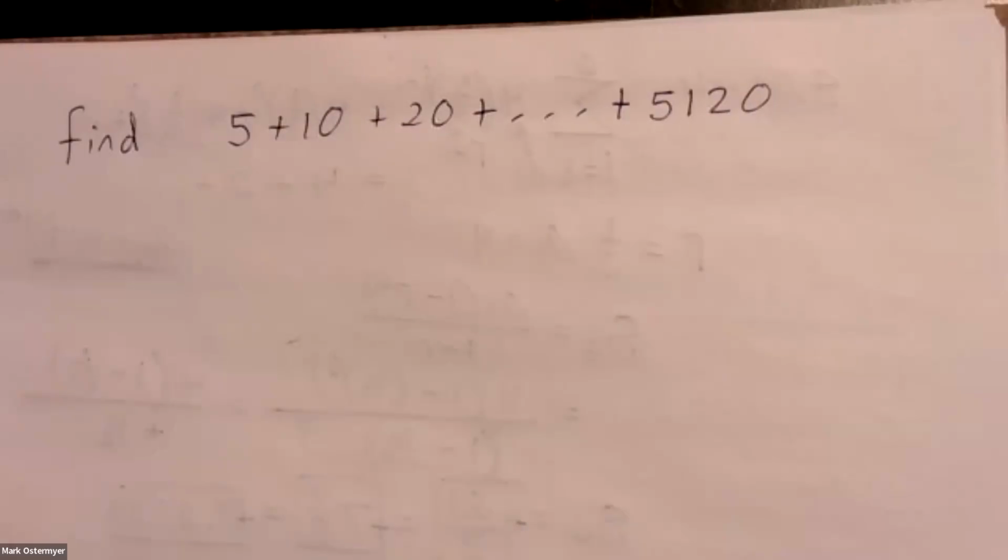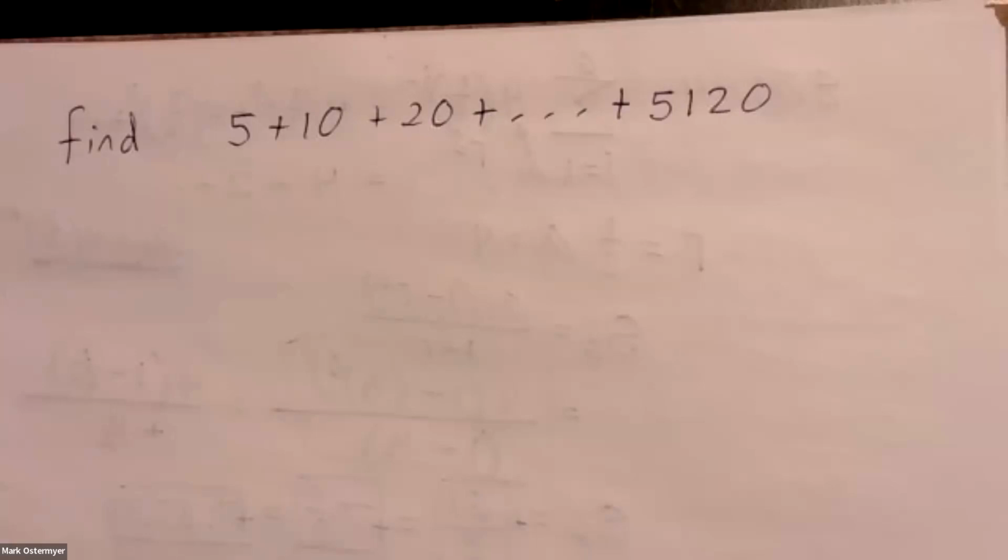I want to evaluate this sum. I'm going to add all these numbers up, 5 to 5,120. But what are we going to need to know to do this? The common ratio? Yeah, we're going to need to know the common ratio. What do you think it might be? 2. Kind of looks like 2.